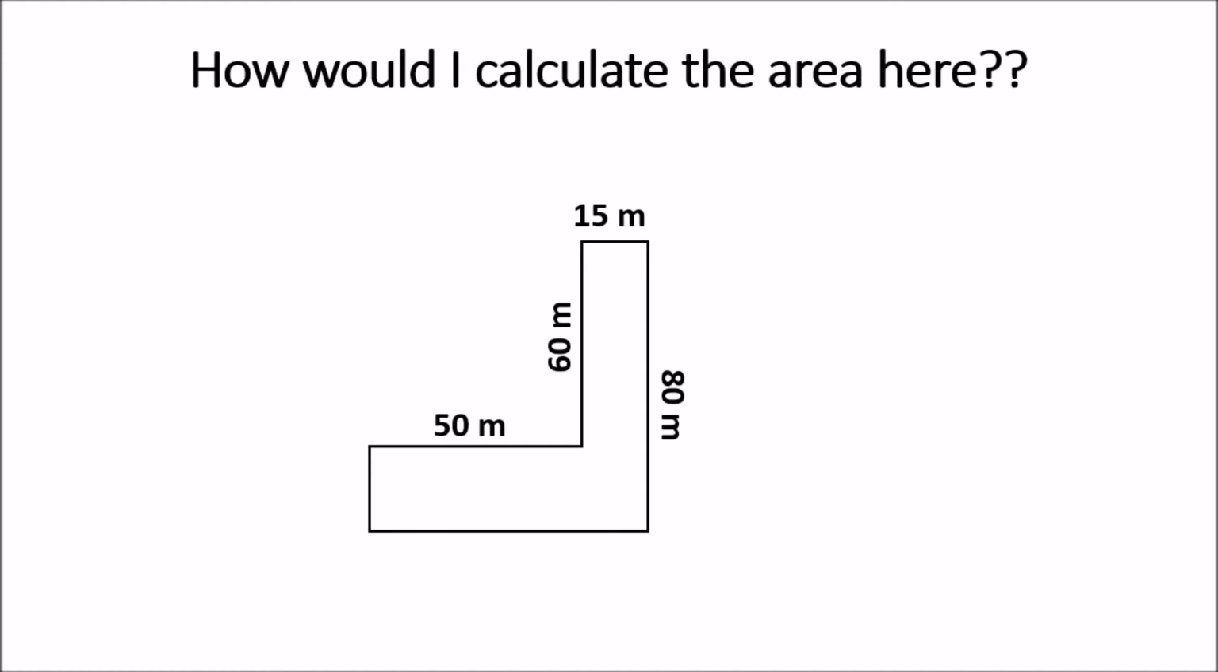So to help us out here, we're going to put on some of the missing dimensions. Down the bottom, we're looking at this length all the way along here, which is going to be our 50 meters plus this distance here, which is our 15 meters, giving us 65 meters in total. And here, this distance is going to be the full 80 meters minus the 60 meters to give us this remaining part here.